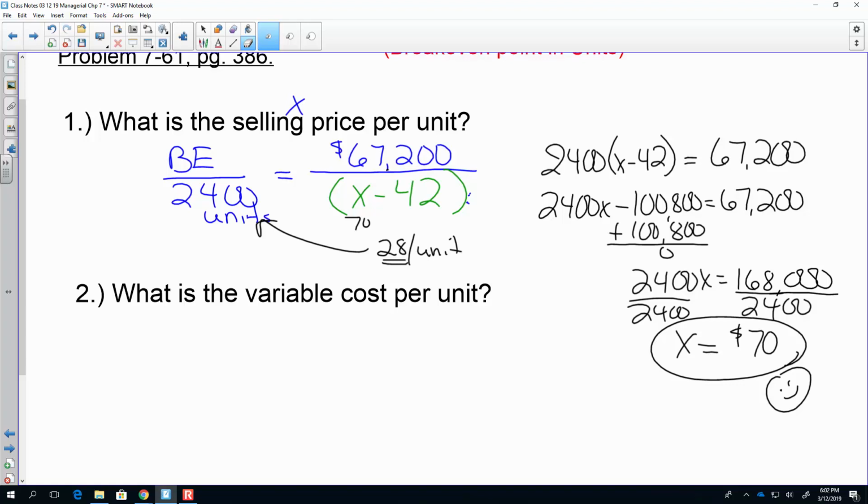And number 2 is the same way. It's just looking at a variable cost. It's the same formula, just unknown as variable cost. We won't do that. We spent enough time on that. It was just for fun. There are not going to be any questions like that on the exam.